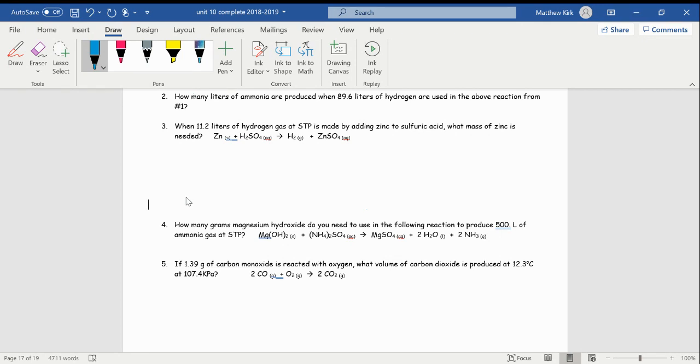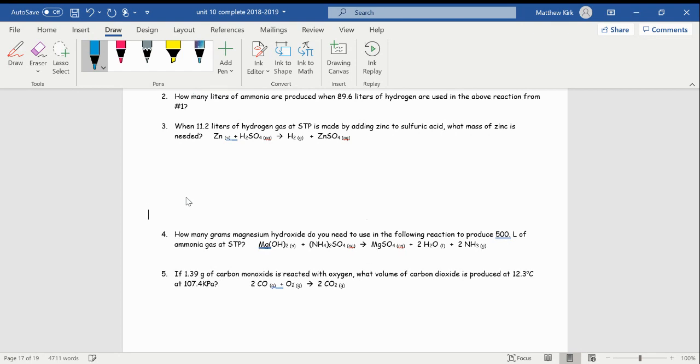So number 3, when 11.2 liters of hydrogen gas at STP is made by adding zinc to sulfuric acid, what mass of zinc is needed? Okay, so we know it's stoichiometry. We have that balanced equation. We are converting liters of hydrogen to mass of zinc. So our first thing to do is to write our given. We have our 11.2 liters of H2. And again, I want to change liters of hydrogen to mass of zinc.